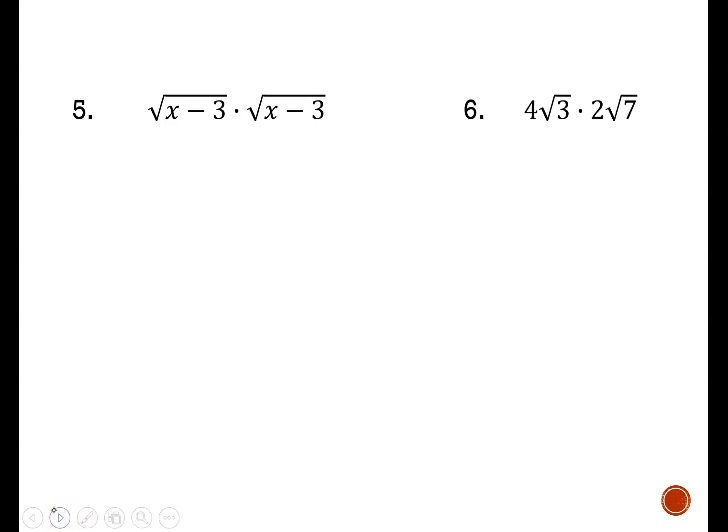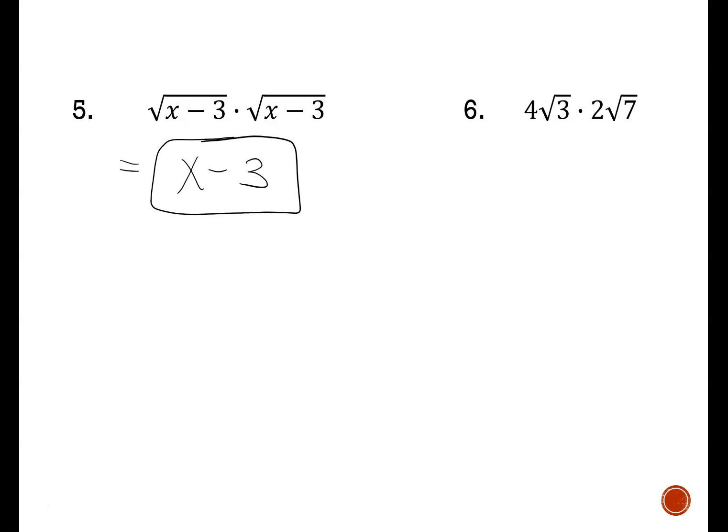Number 5, same thing. They're exactly the same underneath, and so the radical comes off, and you get just the x minus 3. And when we do these multiplication problems, I won't have you worry about the absolute value bars. We'll just assume that the variables are positive, and that will be written in the instructions.